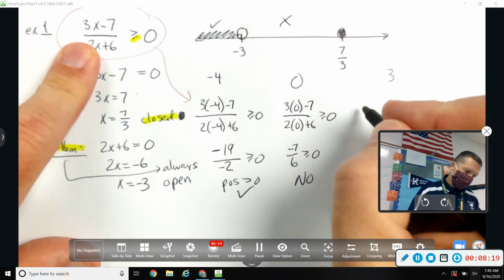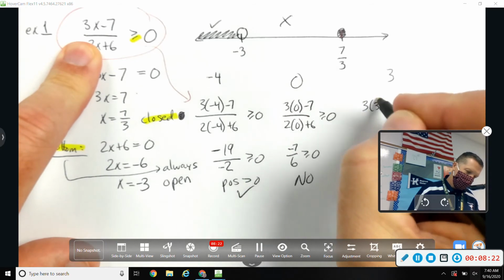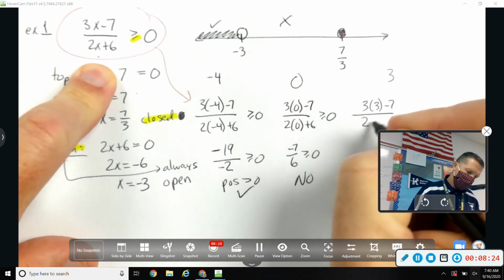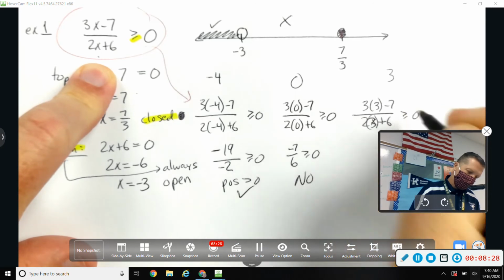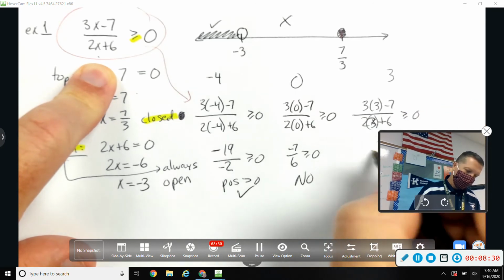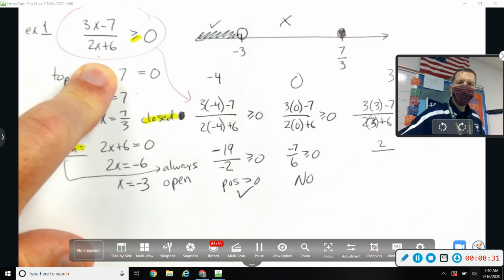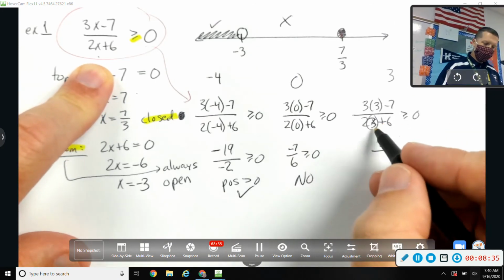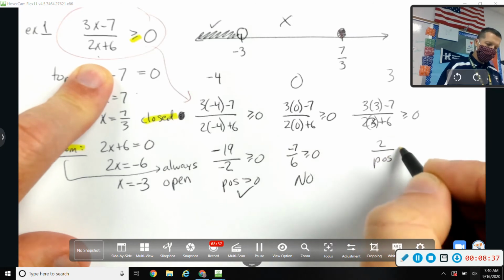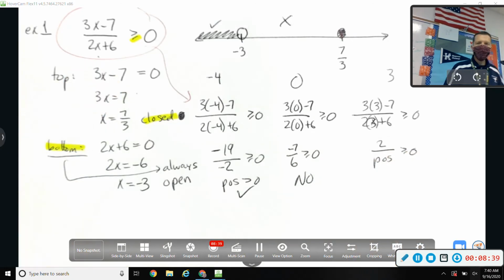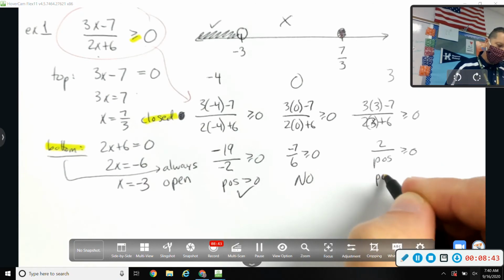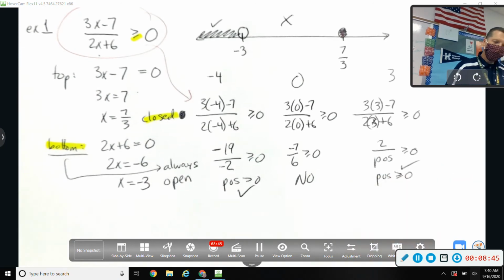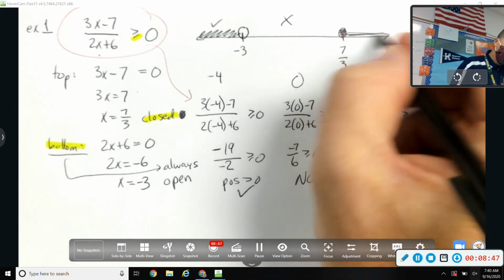And then if I check 3, checking 3, so 9 minus 7 is 2. The bottom is all positive stuff, so I don't even have to really worry about it. You can get a little bit lazy on this because you're just concerned with positives and negatives. So positive greater than 0, yep, that's true. So we'll shade over there.